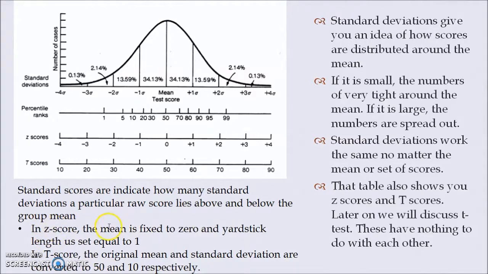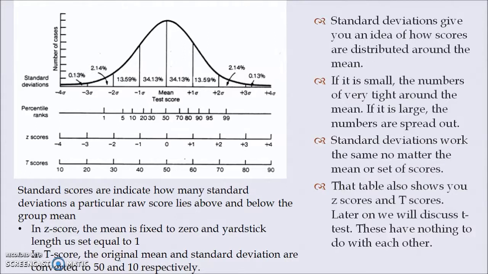For the z-score, the mean is fixed to 0, and the standard deviation is set to 1. For the t-score, the original mean and standard deviation are converted to 50 and 10 respectively. The main thing that you want to know about this is the fact that the z-score tells you how many standard deviations the raw score is above or below the group mean. That is the most important.